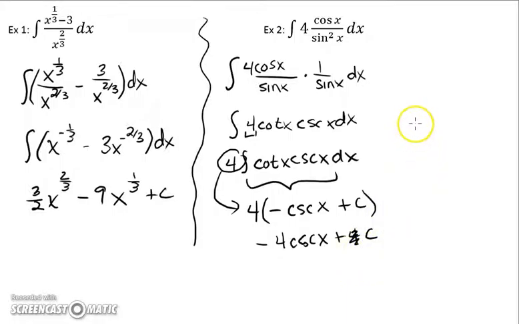And then we're still going to call this plus c, because c is a constant. So if I take a constant and I multiply it by 4, I still have a constant. So we're just going to call it c. So negative 4 cosecant x plus c.